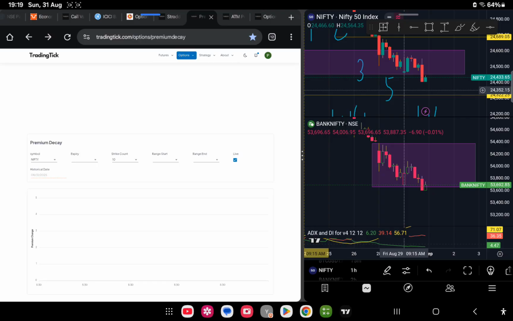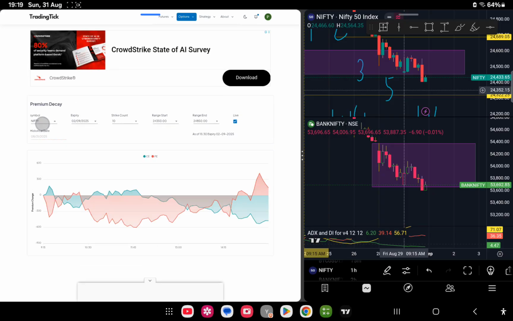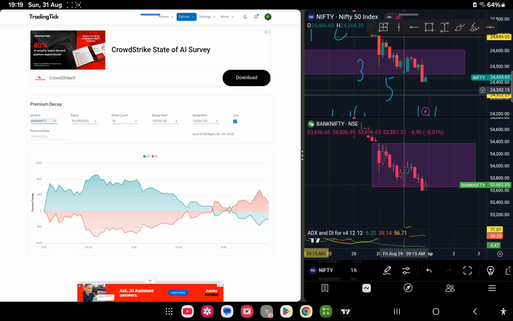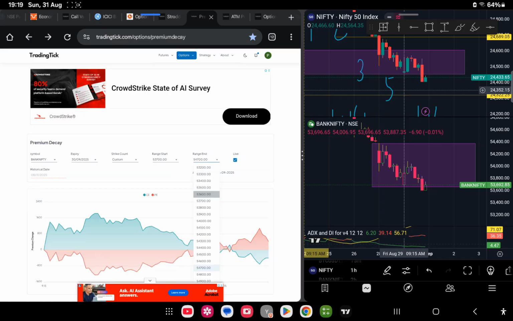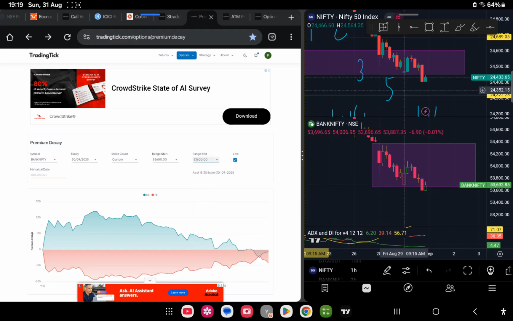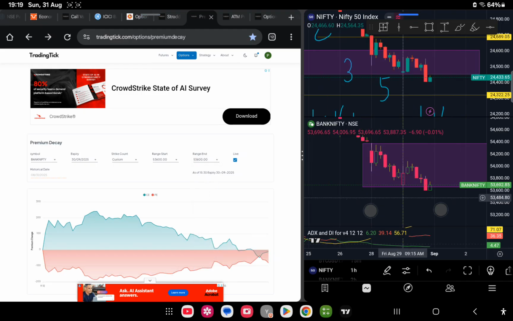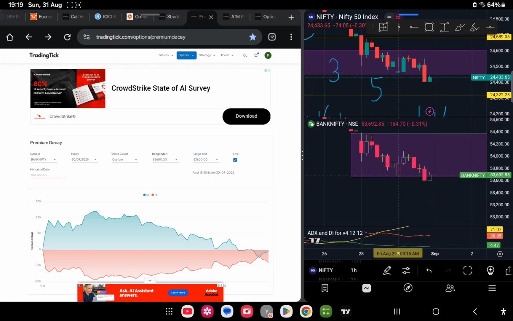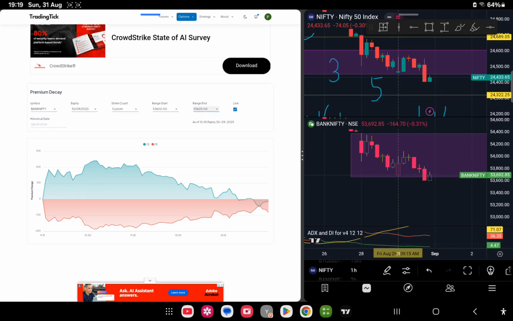Now we'll go to Bank Nifty and check it out. Bank Nifty open was 53,600. Okay, let's take 600. I just have to take 53,600 in this strike first, then we'll go and check here. So you could see at 9:25 buyers were winning with a very good margin for Bank Nifty.